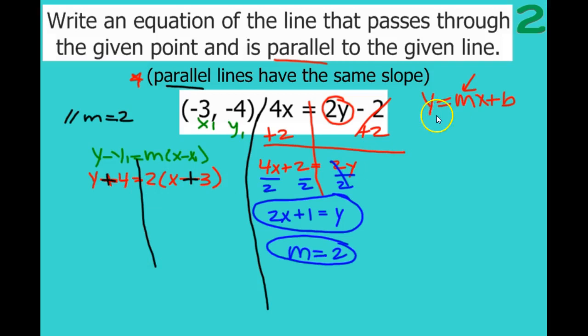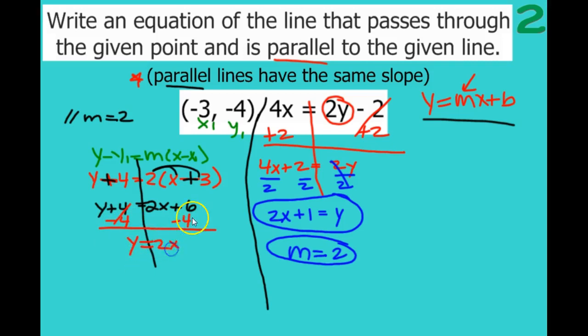Now, our goal is to get the form y equals mx plus b, so we want to get y by itself. So I first need to distribute this. 2 times x is 2x. 2 times 3 multiplying is 6. And then get y all by itself. The opposite of adding 4 is subtracting 4. So we have y equals 2x, and then 6 minus 4 is 2. So this is our new line that is parallel to the original line that they gave us.